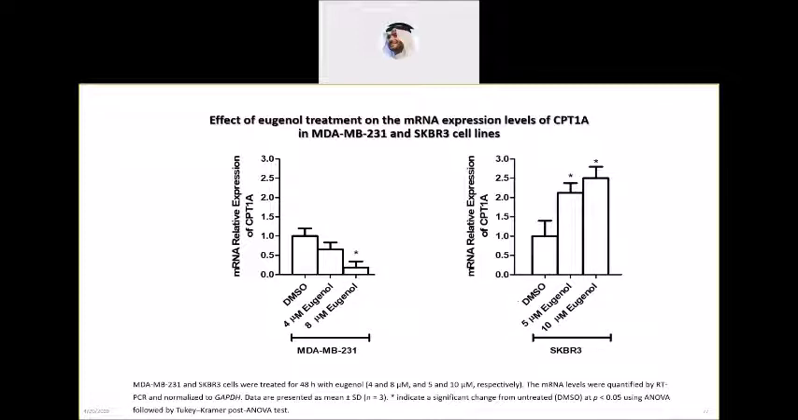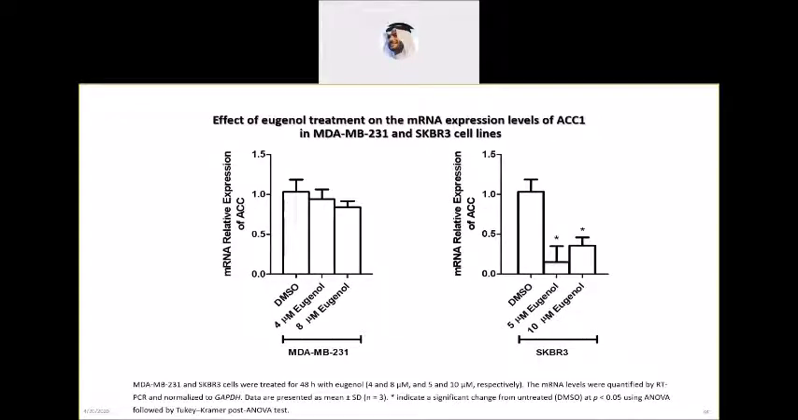Conversely, treatment of the SKBR3 cells, which are the HER2 positive cells, with 5 and 10 micromolar of eugenol for 48 hours resulted in a significant increase in the messenger RNA expression of CPT1A as compared to the DMSO.